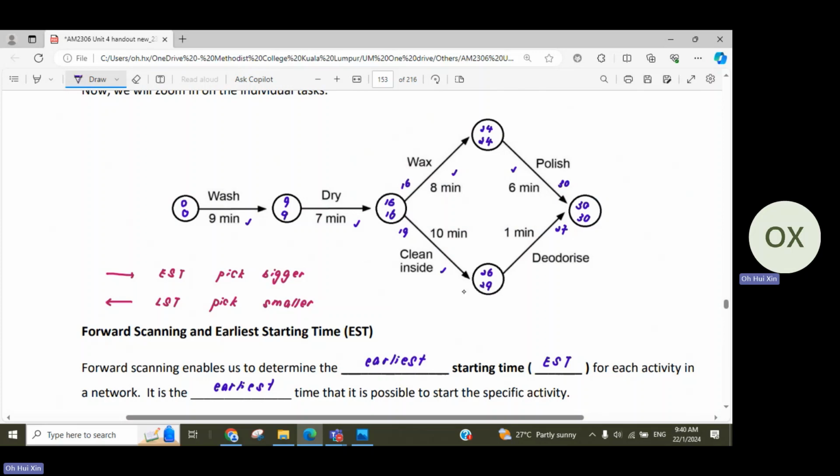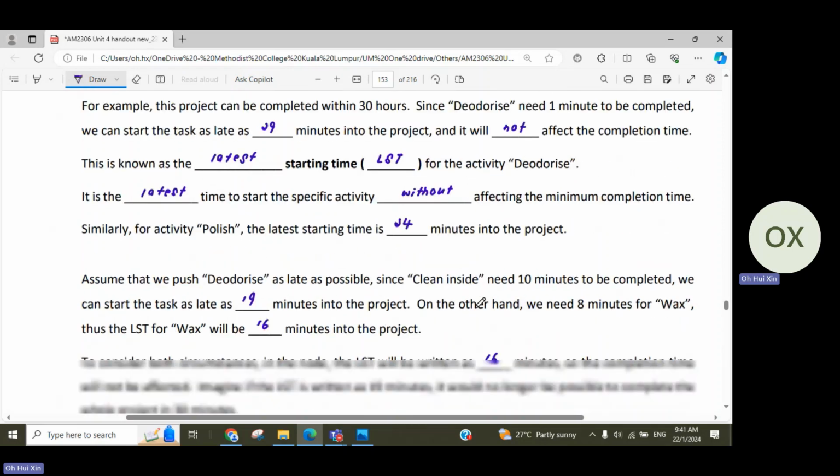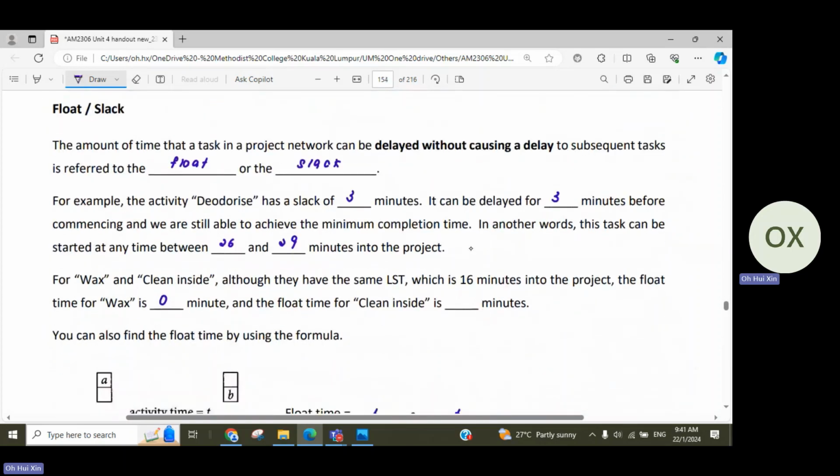And actually, I can start as early as 16. So that's why I know that in between, I actually got 13 minutes. 29 minus 16, I got 13 minutes. But I actually only need 10 minutes to finish cleaning inside. So how much extra time do I have? 3 minutes, right? So from 16 to 29, I have 13 minutes and I only need 10 minutes to clean inside. So I can have 3 minutes of flexible time. This 3 minutes flexible time is basically the float time.